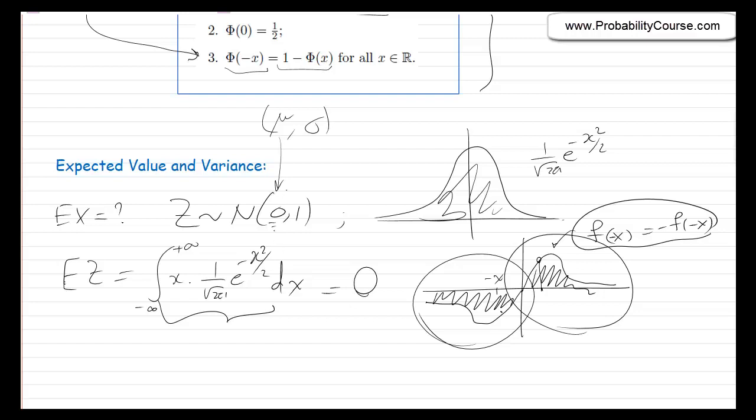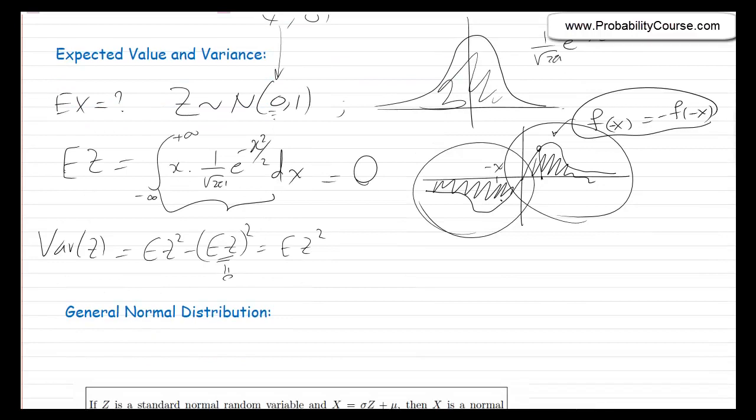As I said, this mu is the expected value, so for the standard normal random variable, the expected value is going to be 0. So how about the variance? To find the variance, we can write variance of Z is equal to expected value of Z squared minus E of Z squared, but this is 0, so it's just expected value of Z squared.